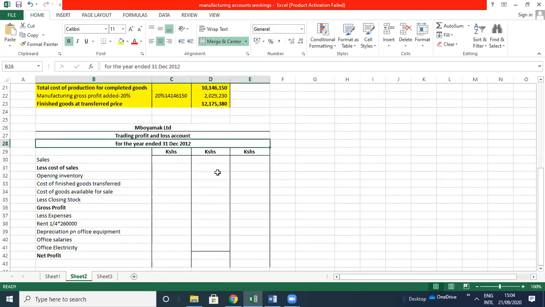So here, this is the normal one now. Here we'll start with the sales. What is the amount of sales? Someone to give us the amount of sales. Very fast. You people are accountants. You should be able to identify these figures now without much problems. You should be able to identify them within the shortest time possible.